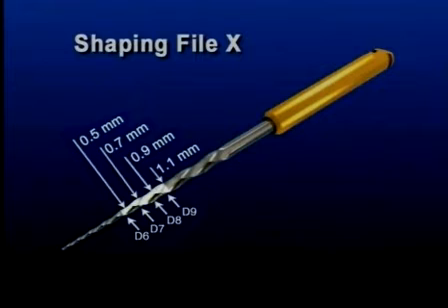This file is used to optimally shape canals in shorter roots, relocate canals away from external root concavities, and to produce more shape, as desired, in the coronal aspect of canals in longer roots.